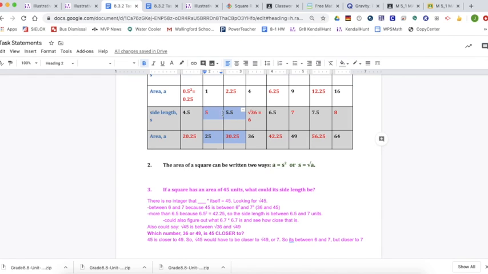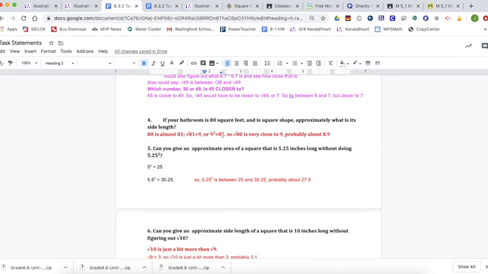So 5.25 squared is probably between those two numbers, right? So it's probably right in between them. So I just picked the number right in between. It's around 27.5. Or you could have said 27. Maybe it's like 28, maybe 26, maybe it's 29. As long as it's between those two numbers is the kicker. All right? So between 25 and 30.25 is your main goal for your answer there.